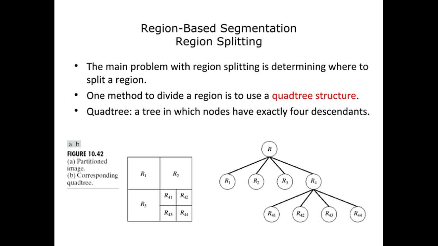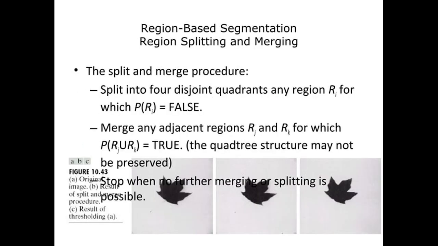You see in this first image, the total area R is divided into 4 regions, R1, R2, R3, R4. And the fourth region, R4, is again divided into 4 regions, R41, R42, like this. The same quadtree is described in a tree structure here also. So the same splitting procedure is shown here. Okay, with this the segmentation is over.